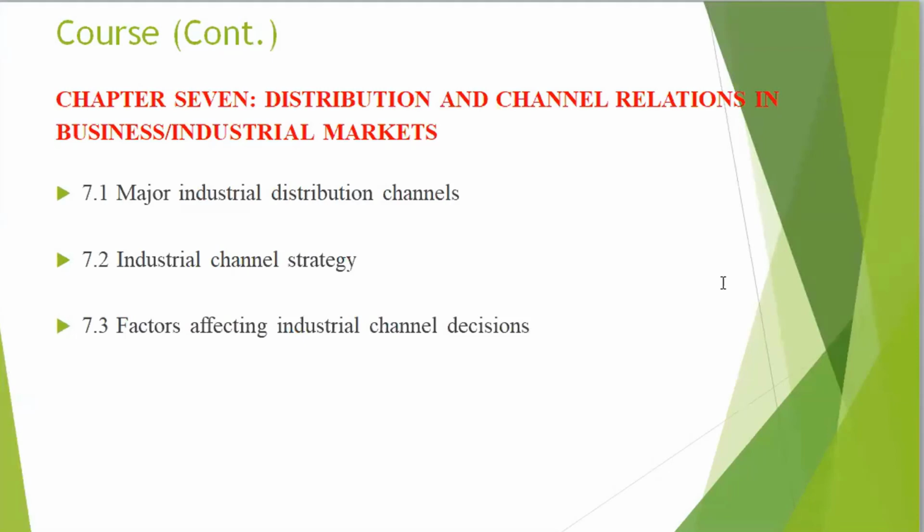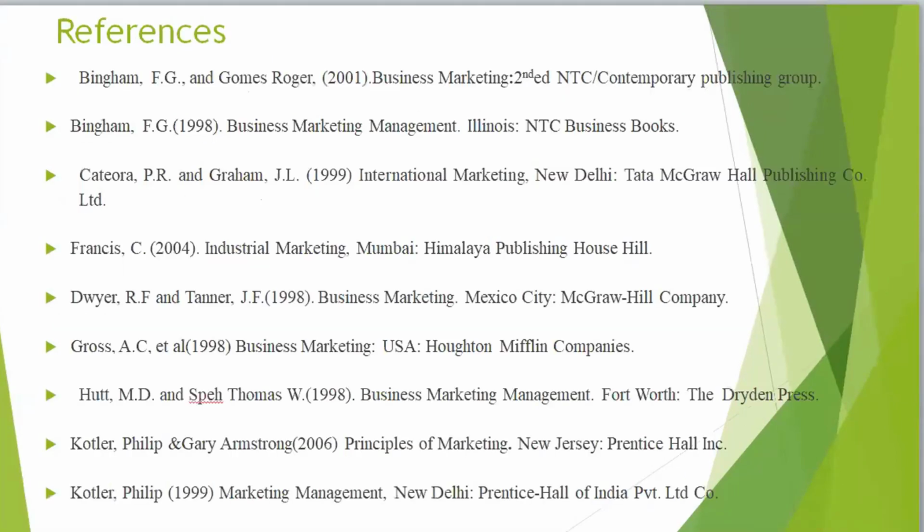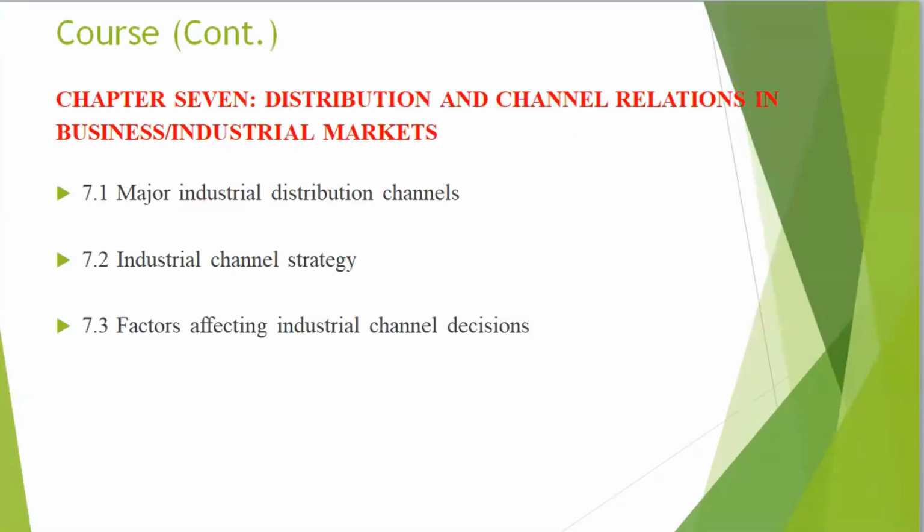I think this is the last chapter of the course, distribution and channel relation. Once you set a price for the product, whether it is an existing product or a new product, how you are going to distribute, that's known as distribution. So there are only two ways of distribution mechanism: direct distribution or indirect distribution.